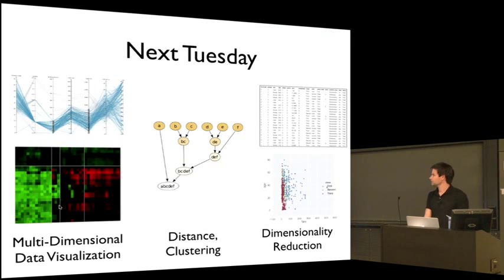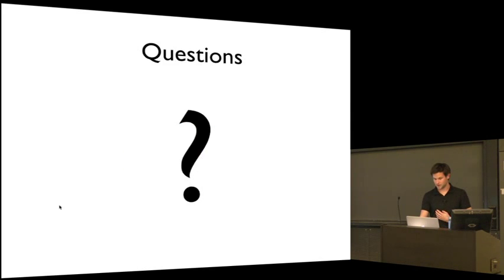Okay, so next Tuesday we're going to talk about what to do if we have lots more dimensions. And Raphael is going to talk about distance and clustering, and then about dimensionality reduction. So how you can reduce the number of dimensions to have something that you can more easily visualize. Okay, that's from my side. Are there any questions before I give the mic to Raphael?